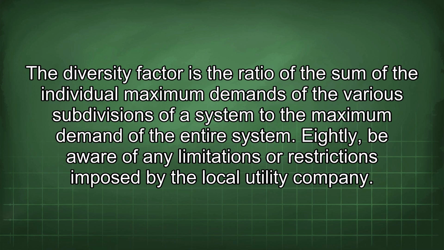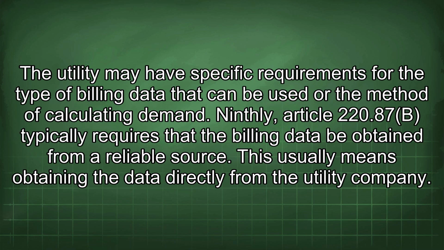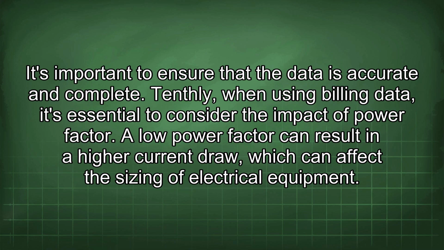Eighthly, beware of any limitations or restrictions imposed by the local utility company. The utility may have specific requirements for the type of billing data that can be used or the method of calculating demand. Ninthly, Article 220.87(B) typically requires that the billing data be obtained from a reliable source. This usually means obtaining the data directly from the utility company. It's important to ensure that the data is accurate and complete.